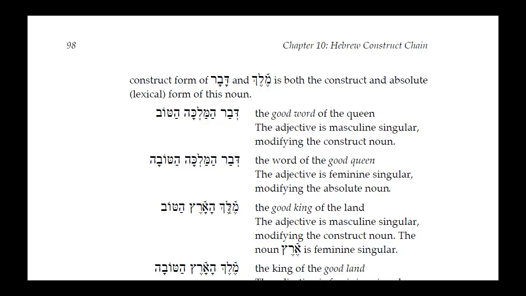Alright, let's go to melech ha'aretz hatov. King, and hatov is the adjective. That's what you want to look for.